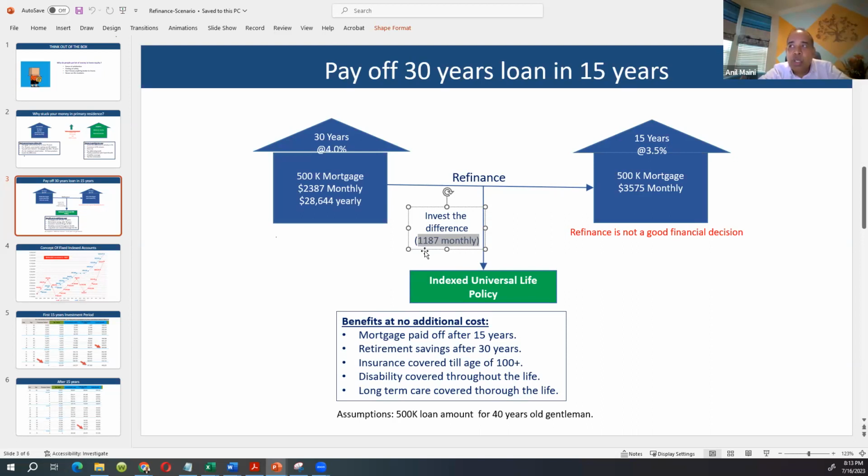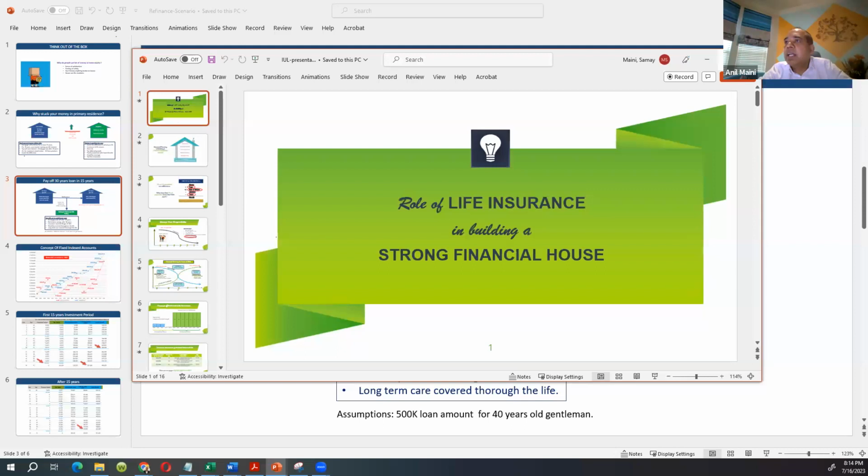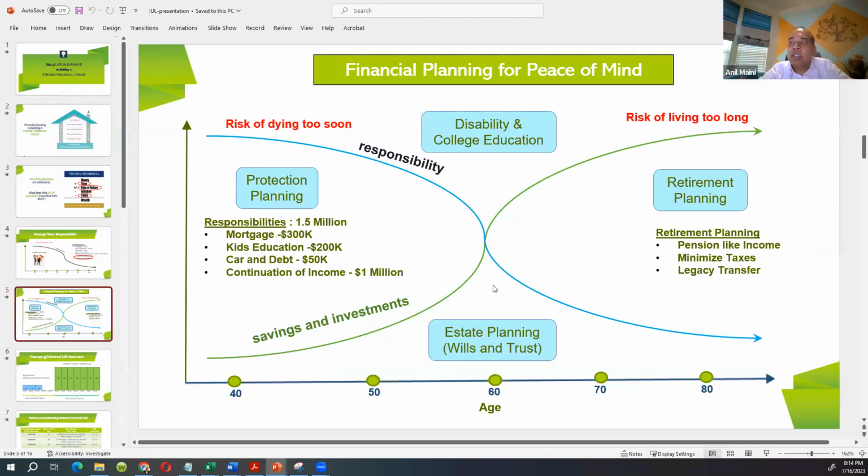Okay. So now, what this gentleman did is, instead of paying to the bank, he started putting whatever additional money into IUL, an Index Universal Life Policy. Now, a lot of benefits, as you know from our IUL presentations. Number one benefit is that their X curve is getting covered, right? So X curve is, you all know about X curve.